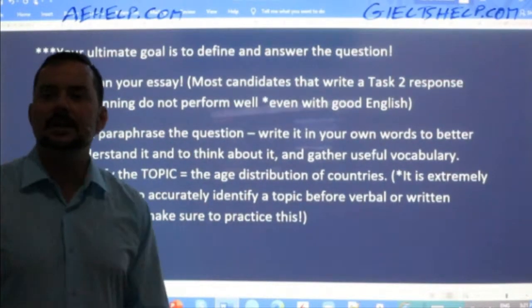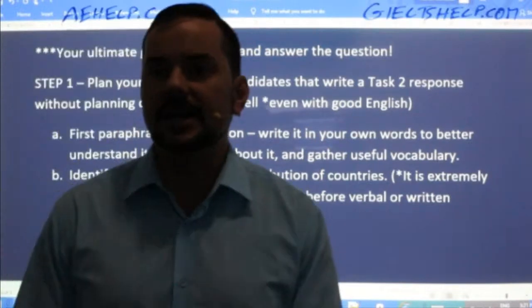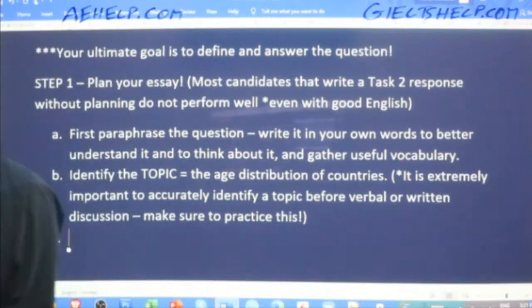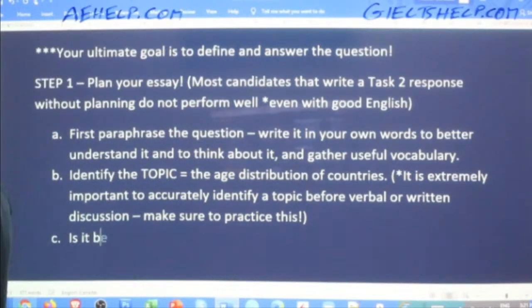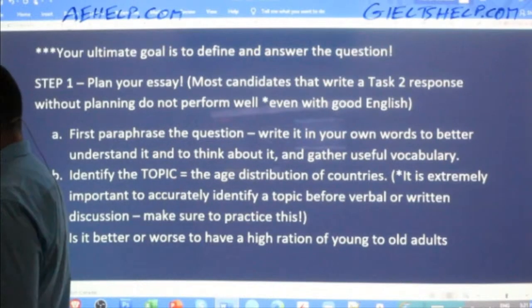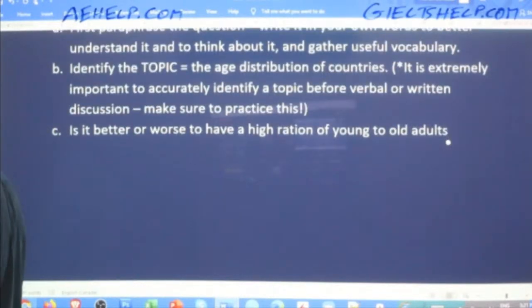Ann says, is it more beneficial to have more young adults compared to old? Yeah, exactly. So is it better or worse to have a high ratio of young to old adults? Okay. So sure, that is the controlling idea or the controlling question.